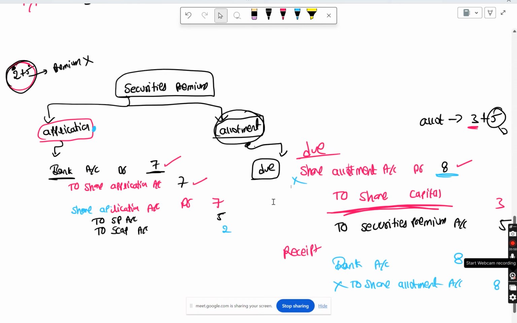Now, securities premium can be received in the stage of application or in the stage of allotment. If it is received in the stage of application, it is a different entry; in allotment, a different entry. So make sure that while writing the due entries, it includes the premium.